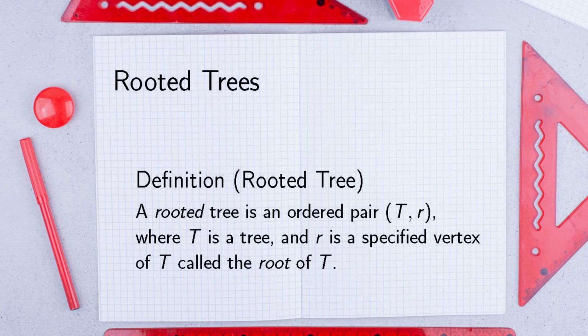Okay, the next concept that we shall discuss here is the concept of rooted trees. The concept of a rooted tree is quite often used in computer science, especially in the development of algorithms. Intuitively, a rooted tree is just a tree with a root. Formally, a rooted tree is an ordered pair T, R, where T is a tree and R is a specified vertex of T called the root of T.